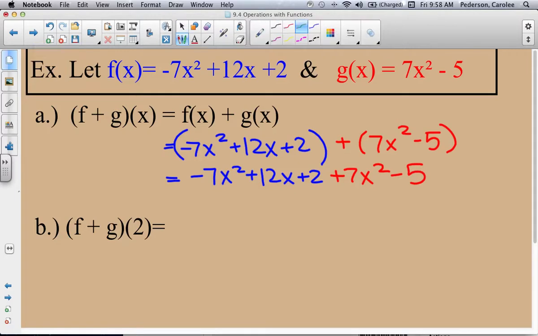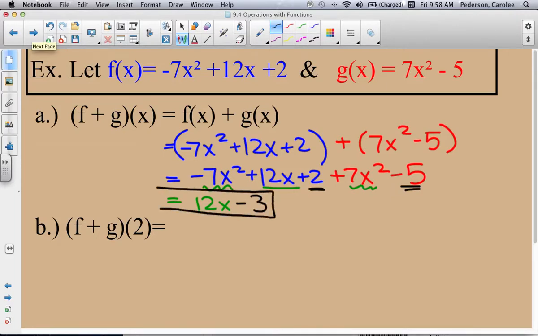So we have some like terms with the negative 7x squared plus 7x squared. Those become 0. Then we have 12x is the next term, so 12x. And then we have a pair of like terms with the constants, plus 2 and minus 5. So plus 2 minus 5 is negative 3. So our answer then is 12x minus 3.